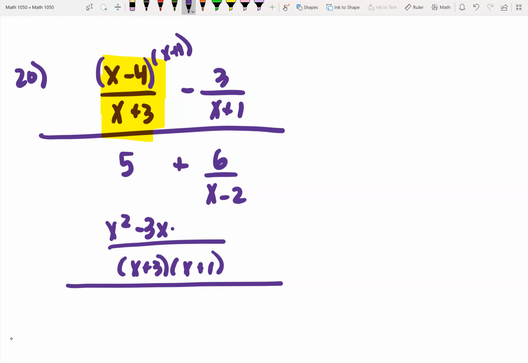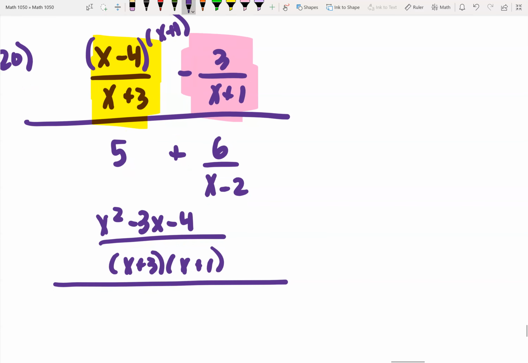This second fraction right here has the x plus 1. You guys pay really good attention right here. This is what I think is going to happen to you. You will see this, so you have to understand this. Look at the pink. I've got the x plus 1. I'm missing the x plus 3. You guys, you're not distributing a 3. You're distributing a negative 3. So this is a negative 3x minus 9.